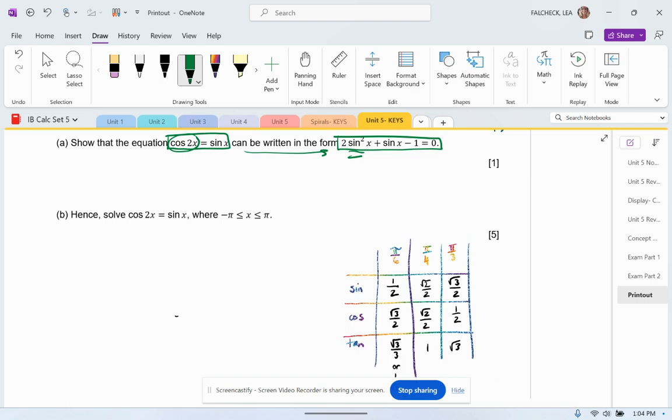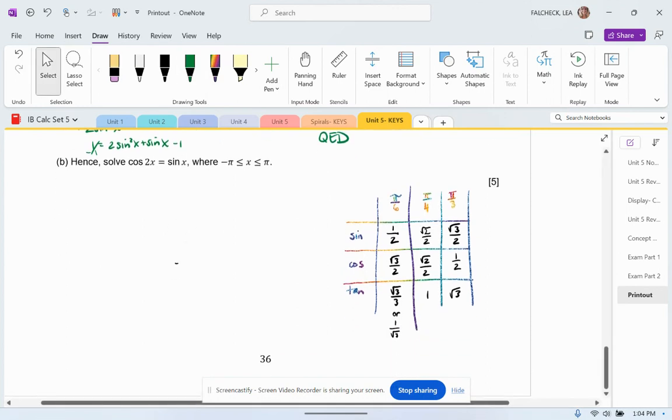So I'm going to choose the formula where we have 1 minus 2 sine squared x equals sine x. And I'm going to sort, right? Plus 2 sine squared x, plus 2 sine squared x. 1 equals 2 sine squared x plus the sine of x, minus 1, minus 1. We now have 2 sine squared x plus the sine of x minus 1 equals 0. And then we can say quod erat demonstrandum, QED.